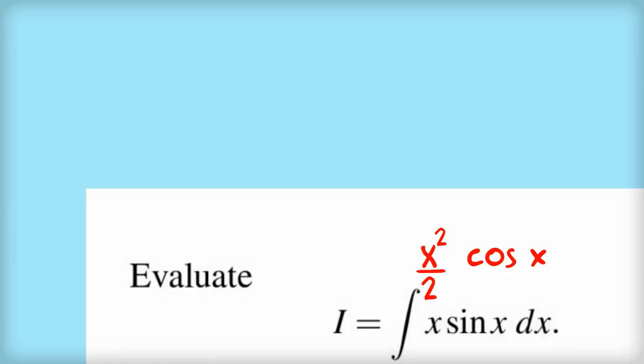So maybe I need to think about doing this the other way. The derivative of x is 1, and the integral of sine x is negative cos x. If I multiply 1 by negative cos x, I get negative cos x, which is very easy to integrate. So that's the way I probably want to go.